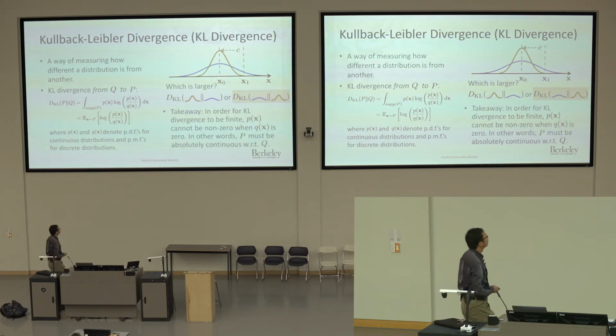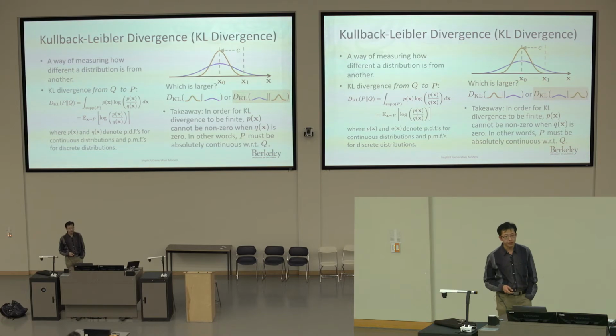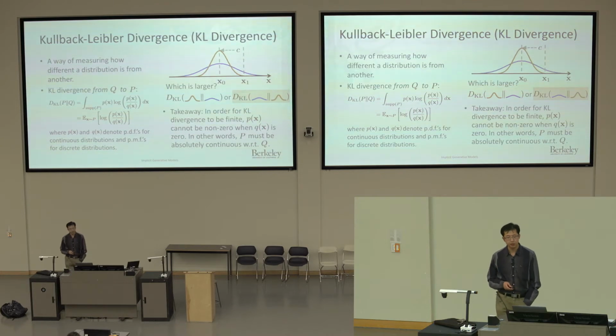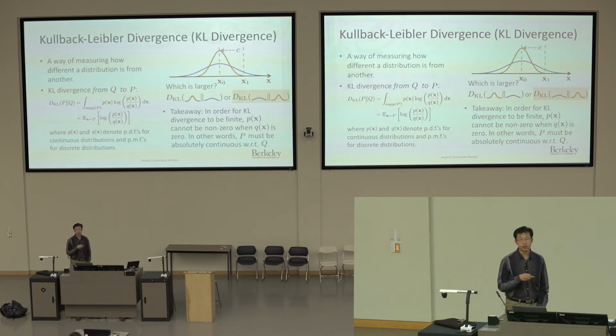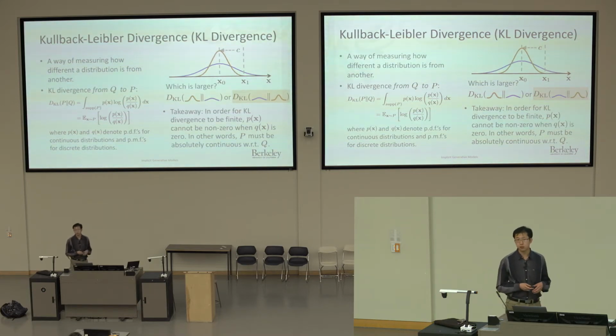Okay. So the takeaway is the following. In order for the KL divergence to be finite, your P, which is your first argument, cannot be non-zero when the Q is 0. That's just going to make the ratio infinite. So in other words, the first argument, P, must be absolutely continuous with respect to Q.